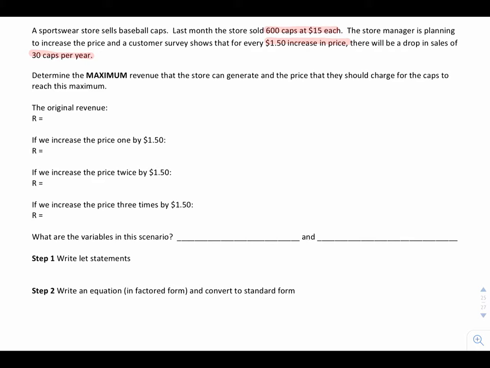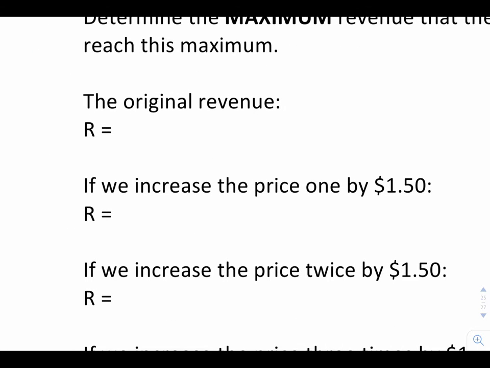Now the original revenue is just the number of caps I sell by the price. So if I zoom in over here, my original revenue is just going to be 600 times 15, which gives me 9,000.